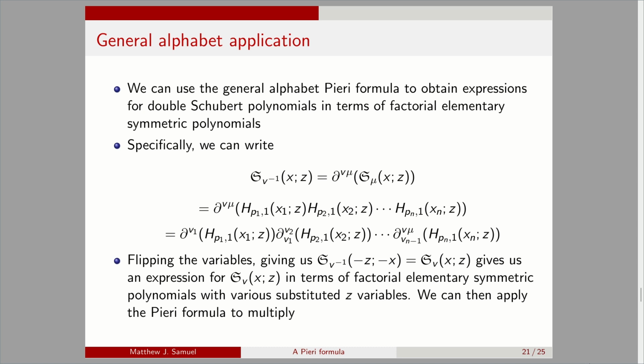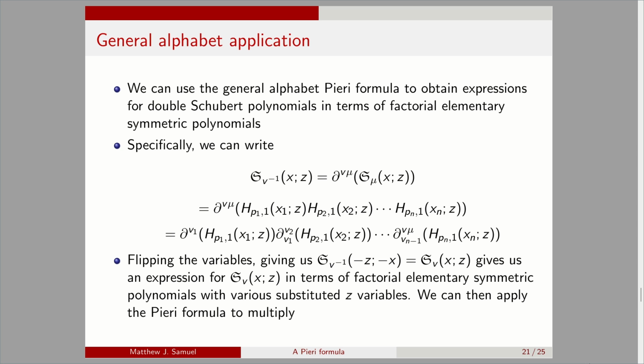So this is useful in multiplying arbitrary double Schubert polynomials together in the Molev-Sagan case. To do this, we can use the general alphabet Pieri formula to obtain expressions for double Schubert polynomials in terms of factorial elementary symmetric polynomials. There's a formula shown on the slide. We have S_v inverse of x and z is equal to the sum over mu of partial v mu, S_mu of x and z.